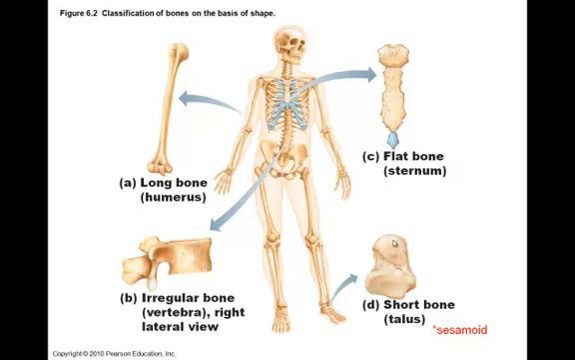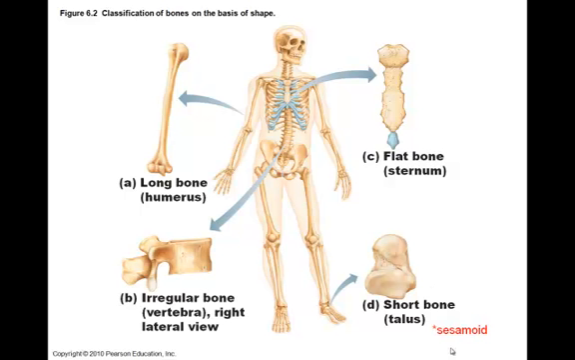We have short bones. Short bones tend to be cube-like, and we find many of our short bones in our ankles and on our wrists. They're short, cube-like bones. I have a special word down here called sesamoid. A sesamoid bone is a short bone that develops inside of a tendon. Tendons usually attach muscles to bones. Remember that ligaments attach bones to bone. Tendons attach muscle to bone. But a sesamoid bone is a short bone that develops inside of a tendon.